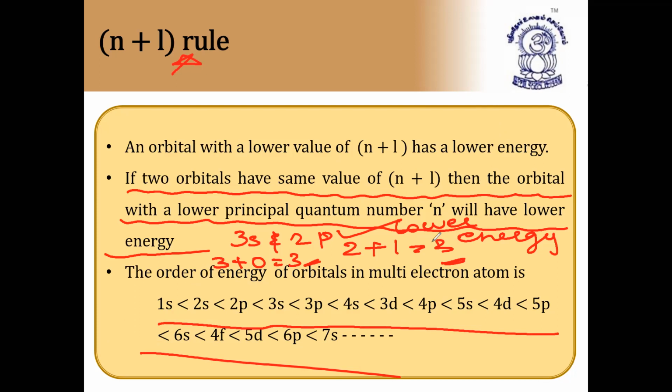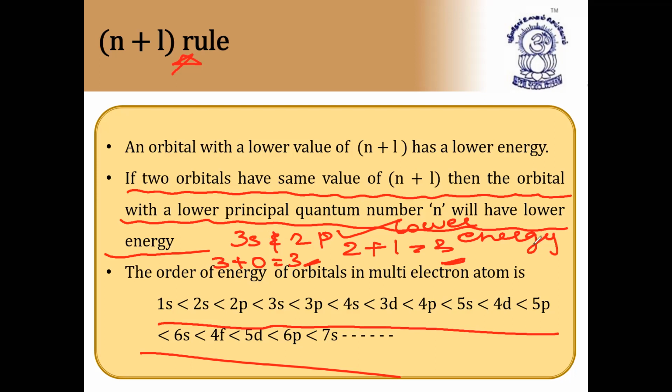For example, in 1s we can fill 2 electrons. 2s, 2, total 4. 2p, 6, total 10. 3s, 2, total 12. 3p, 6, so total 18. 4s, 20. 3d, 10, so 30. If you completely fill up 3d, we can have up to 30 electrons, meaning 30 elements. And so on. Like this, you can fill up.